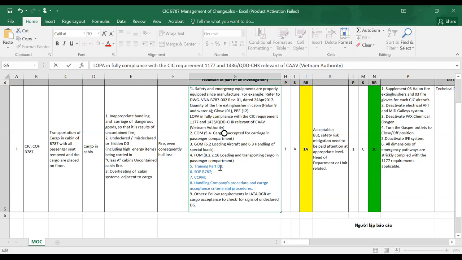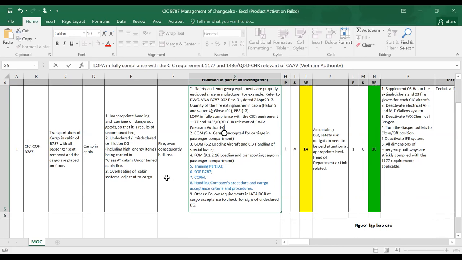We have training to train relevant staff for inbound cargo transportation. We have the SOP, standard operation procedure, for the Boeing 787 fleet.